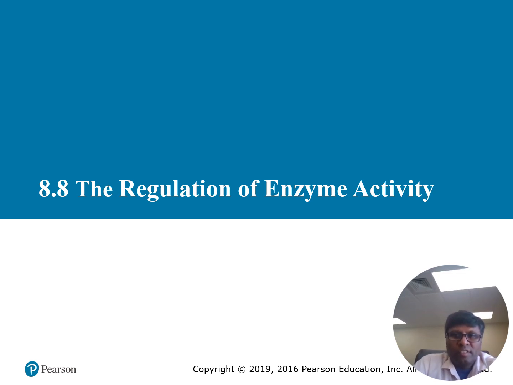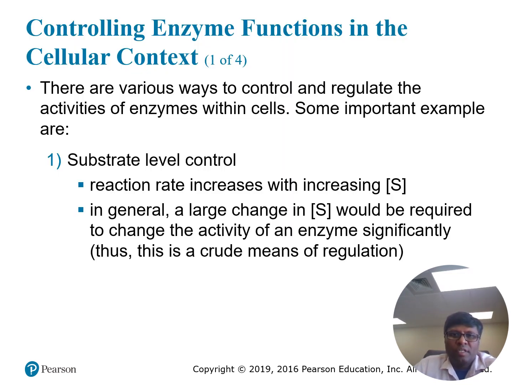Then how do we regulate enzyme activity? We can regulate enzyme activity by controlling enzyme function at the cellular level. There are several ways to control or regulate enzyme activity within the cell. For example, the reaction rate increases with increasing substrate. When we have a large change in the substrate, it would require a change in the activity of the enzyme. So that's what we can regulate at the cellular level.